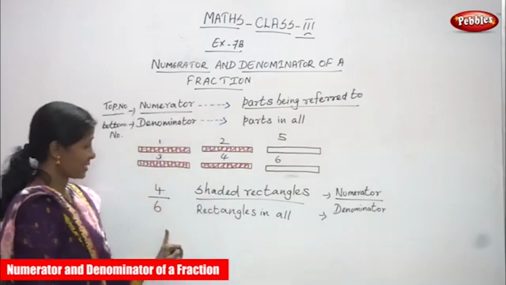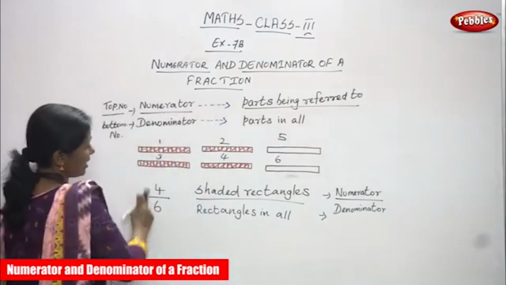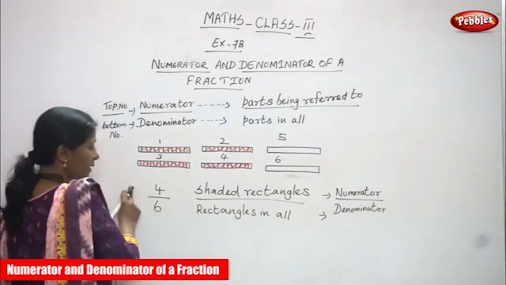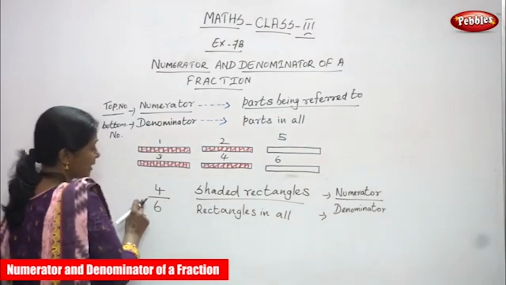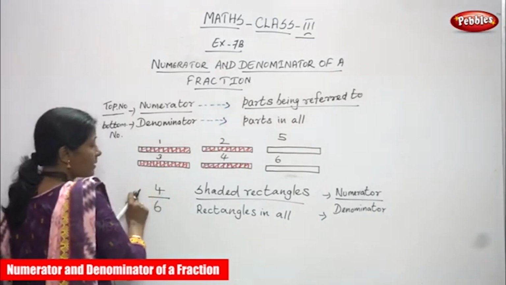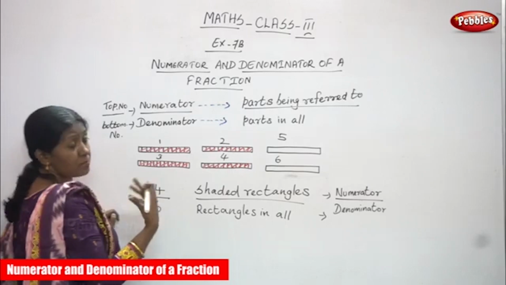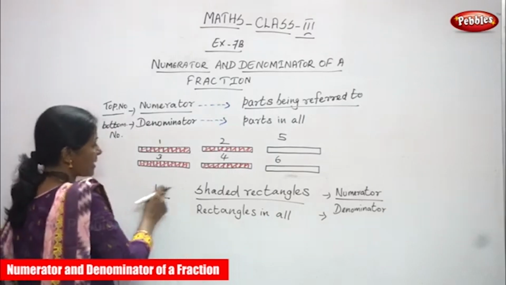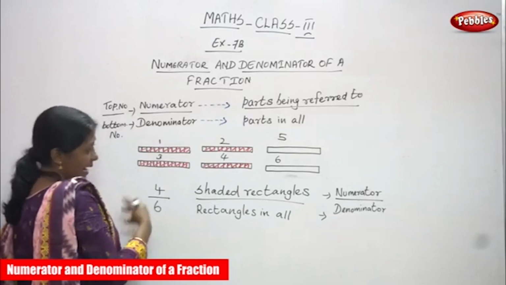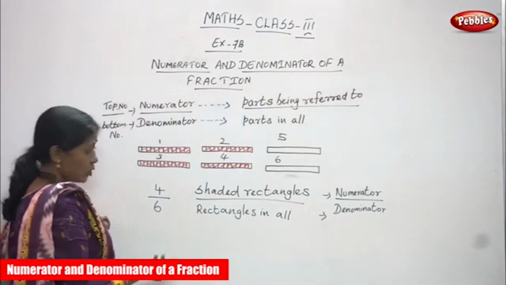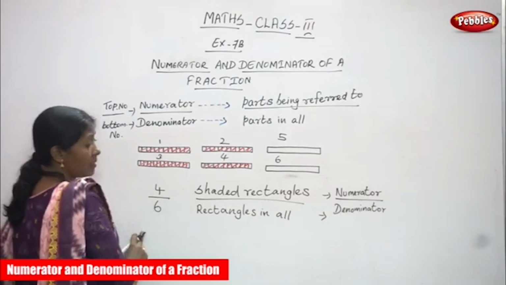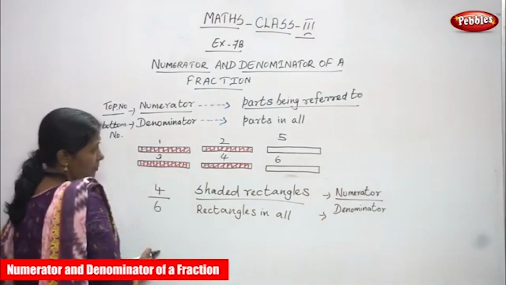I think you understand the fraction. A fraction is made up of two numbers. The top number is the numerator and the bottom number is the denominator. The top number, the parts being referred to, is 4 because I've shaded only 4 rectangles, but the total number of rectangles, the parts in all, is 6. So 4 by 6 is what kind of fraction? It is a proper fraction.